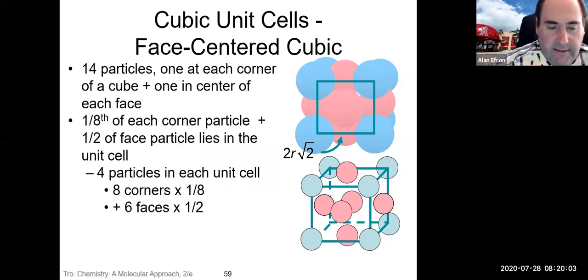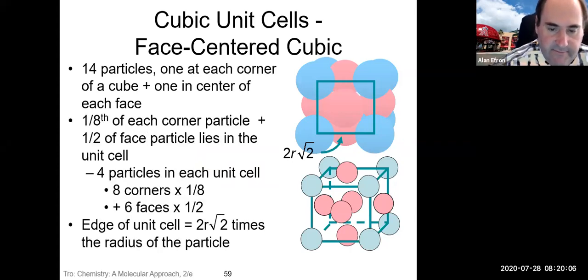And the last one that you have to worry about is face-centered cubic. And again, here we have our 1/8 of an atom on each of the corners, which is going to give us our 1 whole atom. So there's our 1 atom from there.